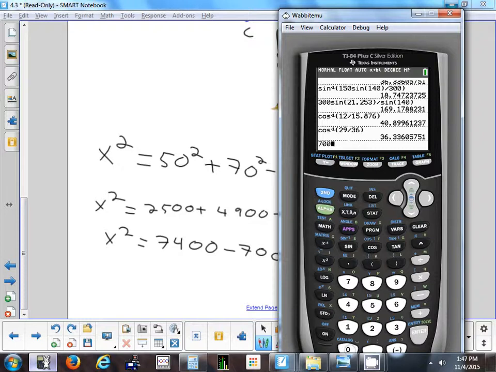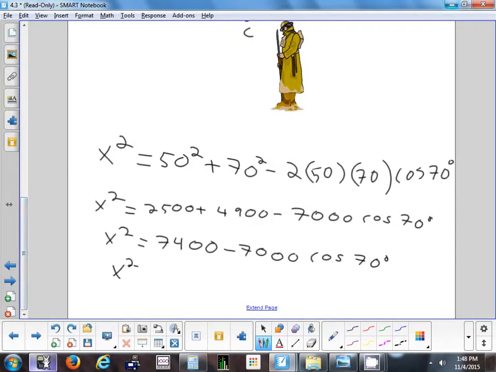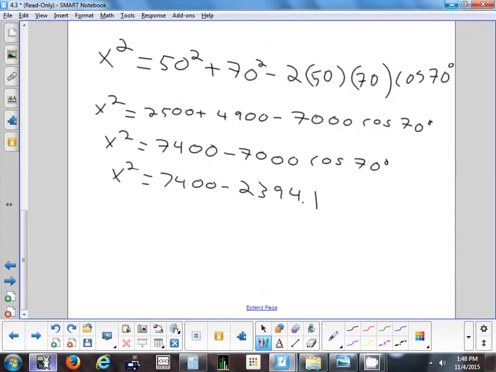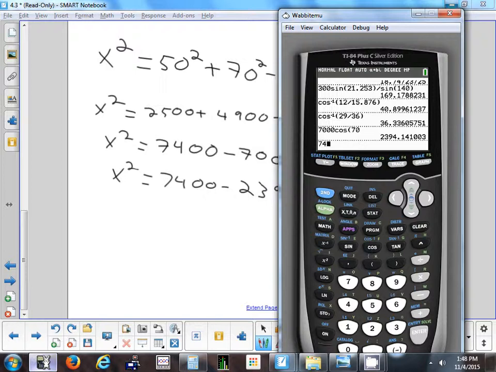So we get 7,000 times cosine 70. Okay, guys, I need attention up here. Thank you. 7,000 cosine 70, so we get 2,394.1, rounding to 0.1. Now subtract that from 7,400. What I can do is just take 7,400 and subtract the last answer. 5,005.9.